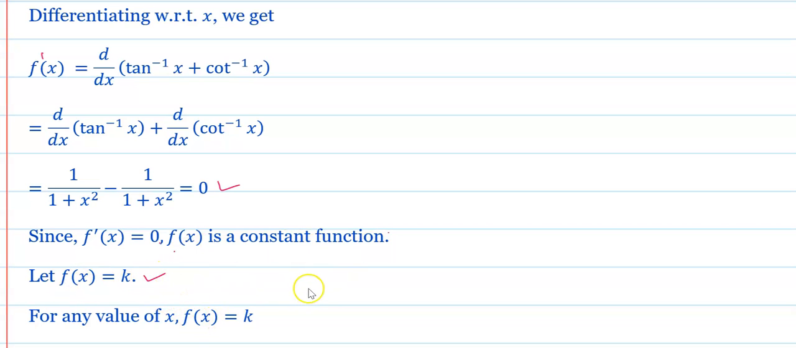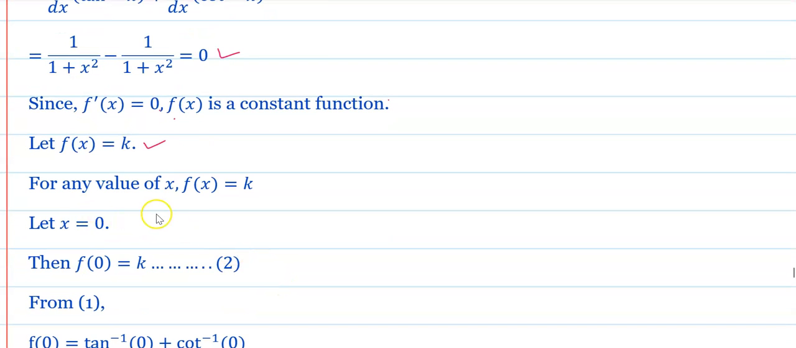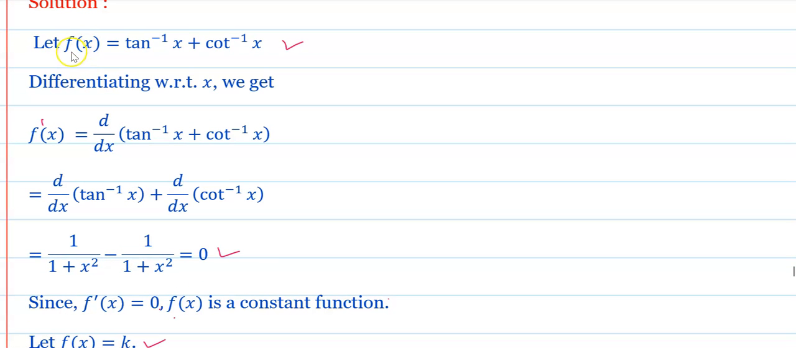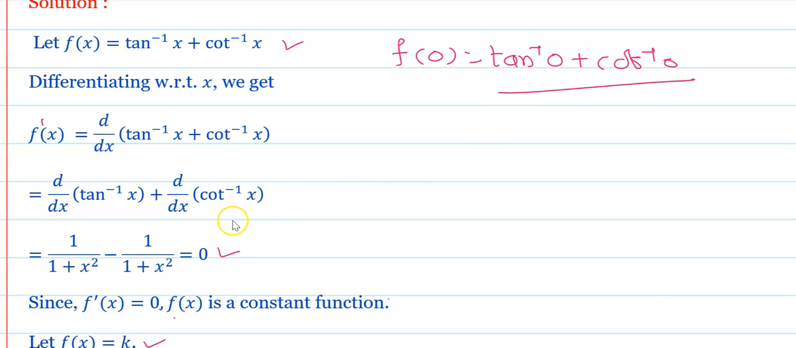Let f of x is equal to k. Suppose it is k. For any value of x, f of x is equal to k. Suppose we take x is equal to 0, taking x is equal to 0 is easier for us. Therefore, we are taking x is equal to 0. Okay, f of 0 is k. What about f of 0? What is our function? F of x is equal to tan inverse of x plus cot inverse of x. If I substitute f of 0, then what will you get? That is tan inverse of 0 plus cot inverse of 0. Okay. Now see this here.